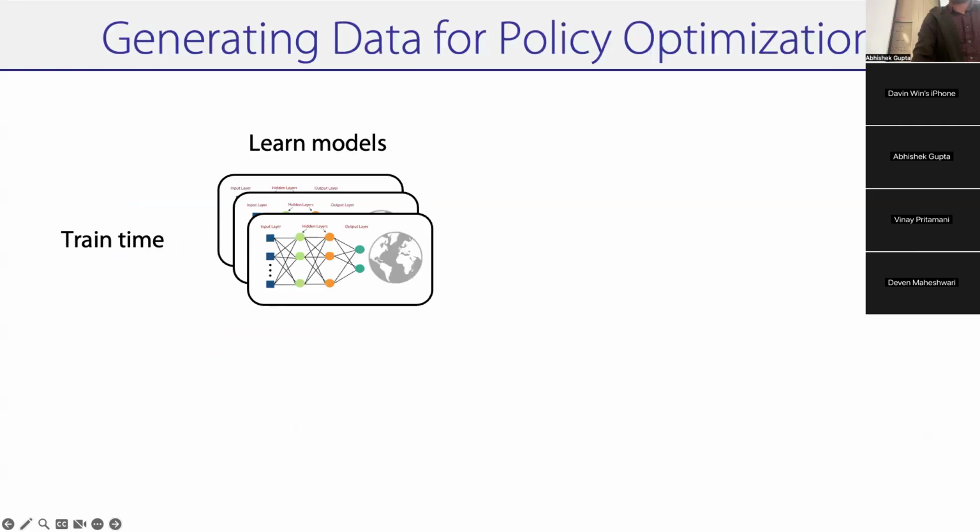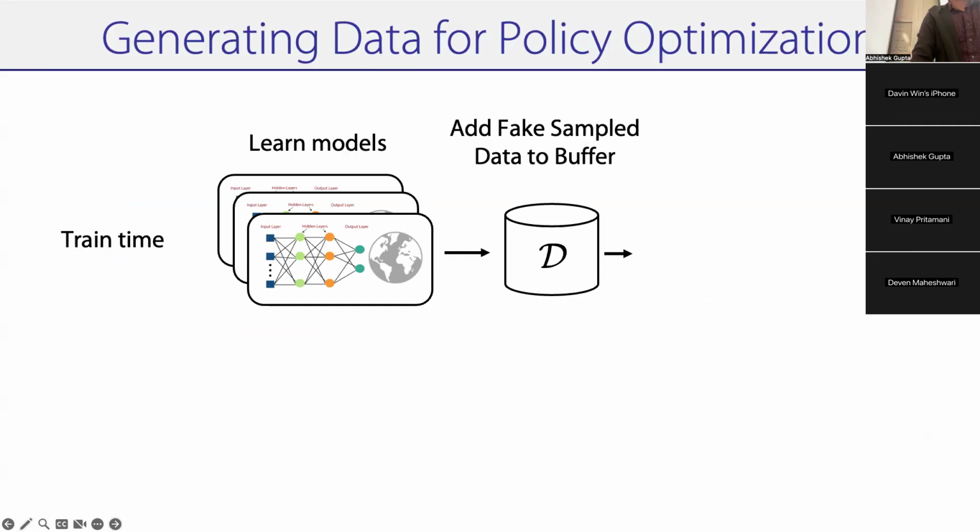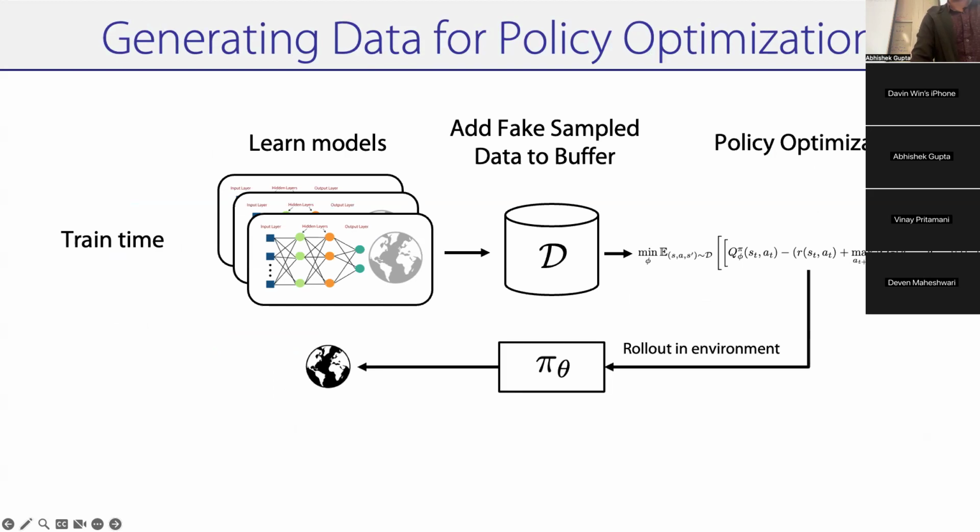So your procedure looks something like this. At training time, you learn some models, you generate data from these models, put it into a buffer to train something like RL, right? You get a policy that you can then deploy in the environment. But the important bit is that your rollout in your environment is not some planning loop, it's just a policy. So it's much more efficient, right?